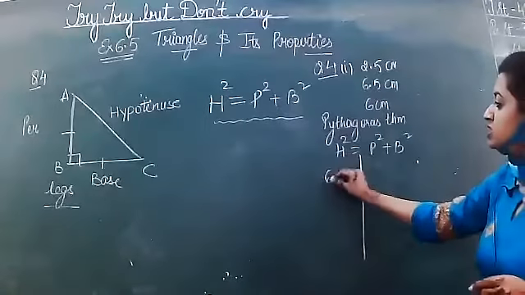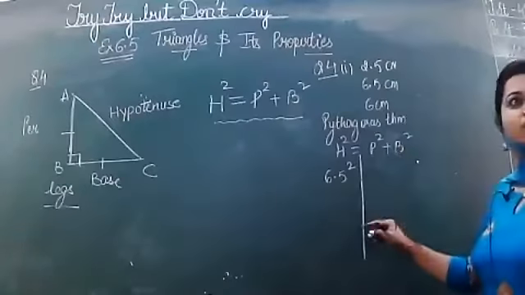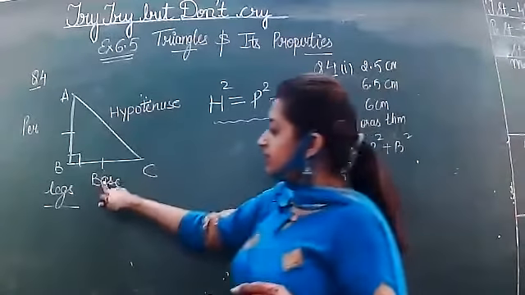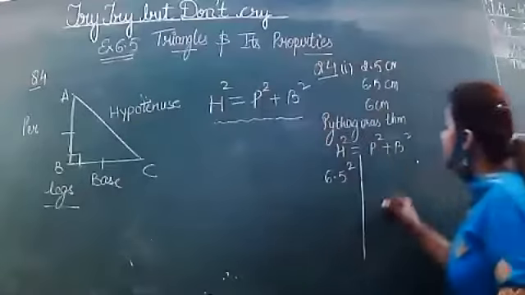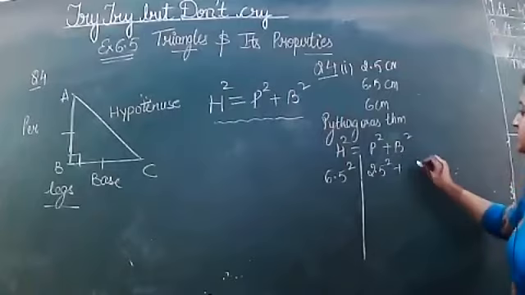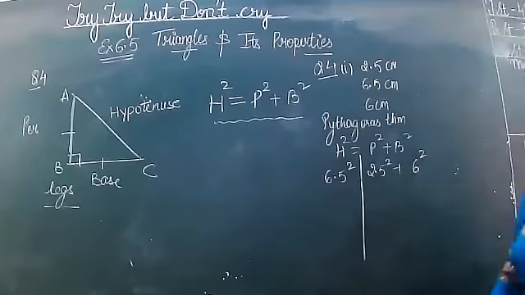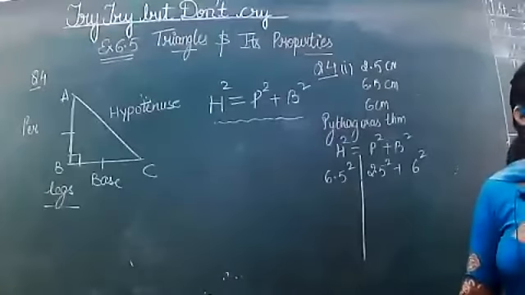So hypotenuse is your 6.5. Perpendicular square, I have told you, you can take this as base, this as perpendicular, and vice versa, both is okay. Now perpendicular is 2.5, I can write, and base is 6. Is it okay? 6.5 square means 65 into 65.